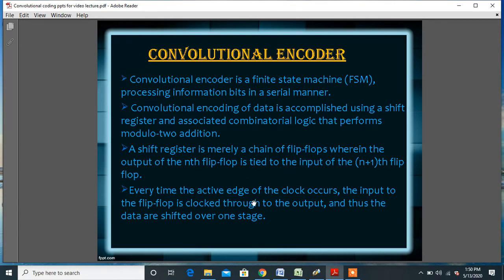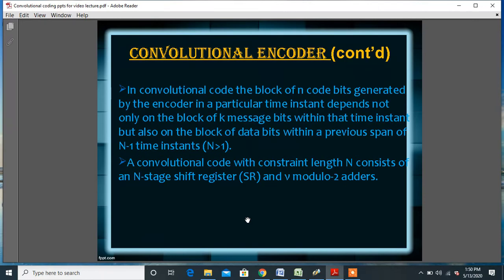Every time the active edge of the clock occurs, the input to the flip-flop is clocked through to the output, and thus the data are shifted over from one stage to another stage. In convolutional code, the block of encoded bits generated by the encoder at a particular time instant depends not only on the block of k message bits within that time instant but also on the blocks of data bits within a previous span of n-1 time instants.